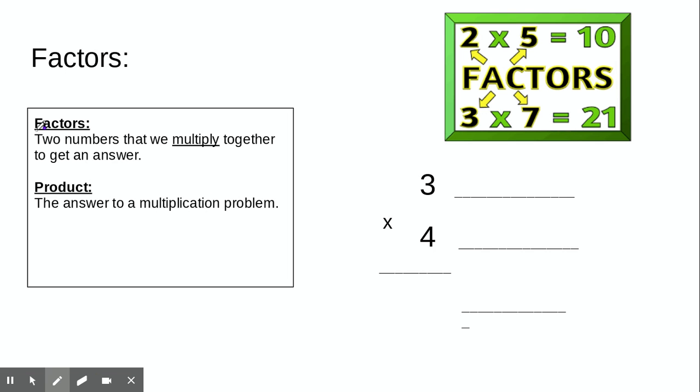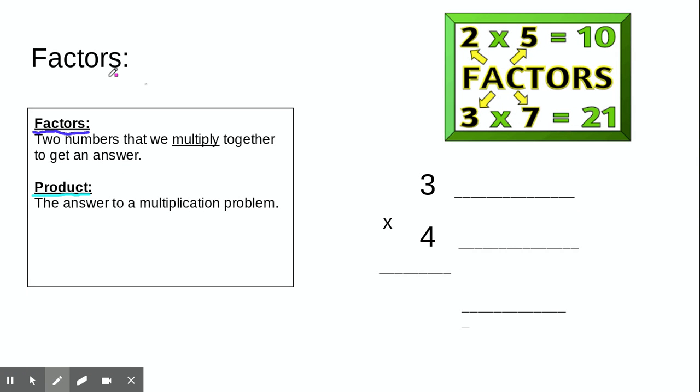All right, now that we have those pulled open, we've got two definitions over here. Factors is our first one. And a factor is two numbers that we multiply together to get an answer. So it's two numbers we multiply together to get an answer. And then we have our product. And the product is the answer to a multiplication problem.